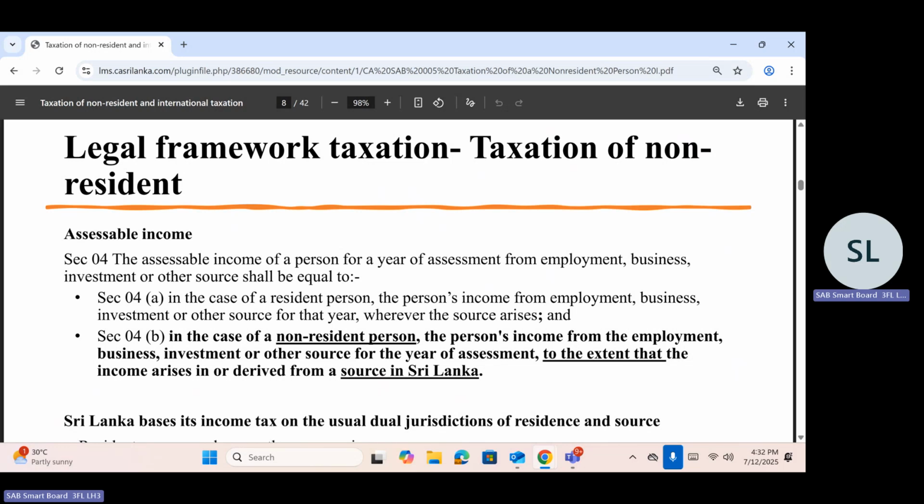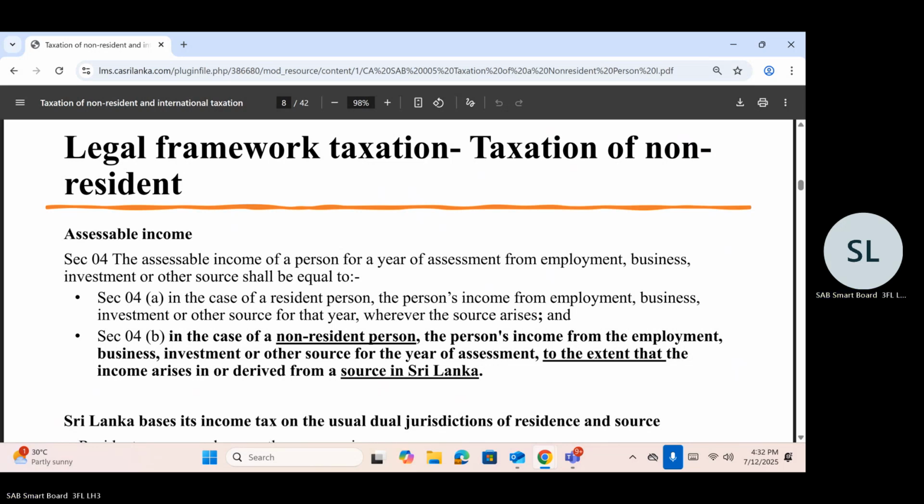Otherwise, a non-resident person is not liable for Sri Lanka tax. That's fair, right? Because if somebody is outside Sri Lanka and doesn't have any income generated from Sri Lanka, they are not liable. But in the case of a resident person, we learn that it applies wherever the source arises. For Sri Lanka tax purposes, there is a resident person.